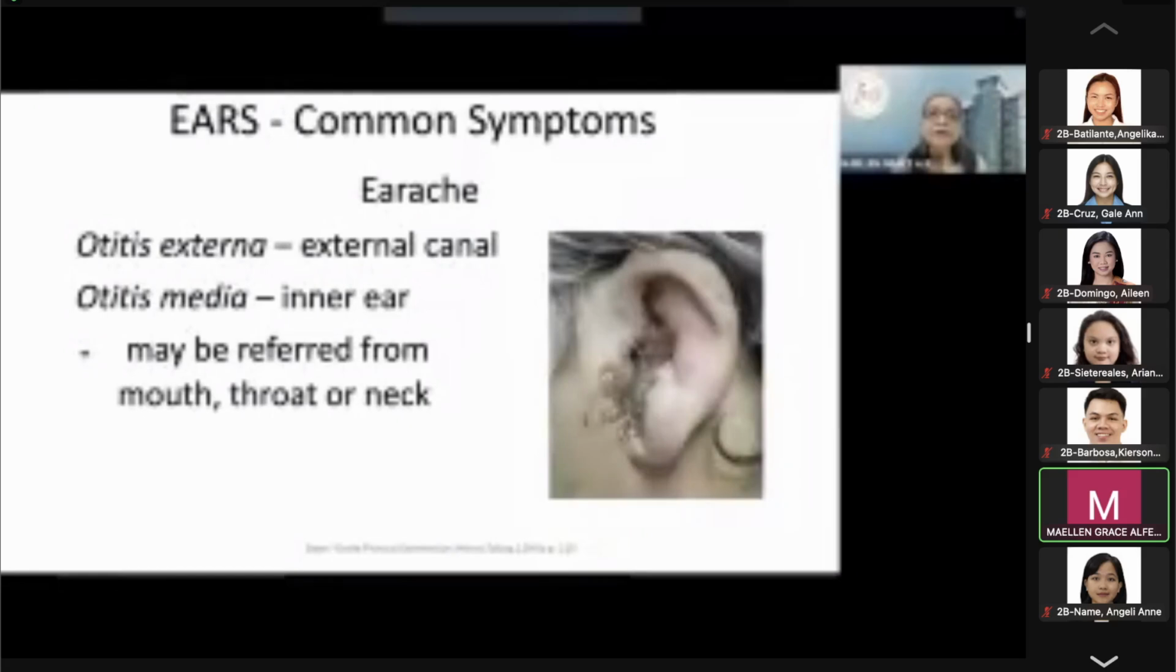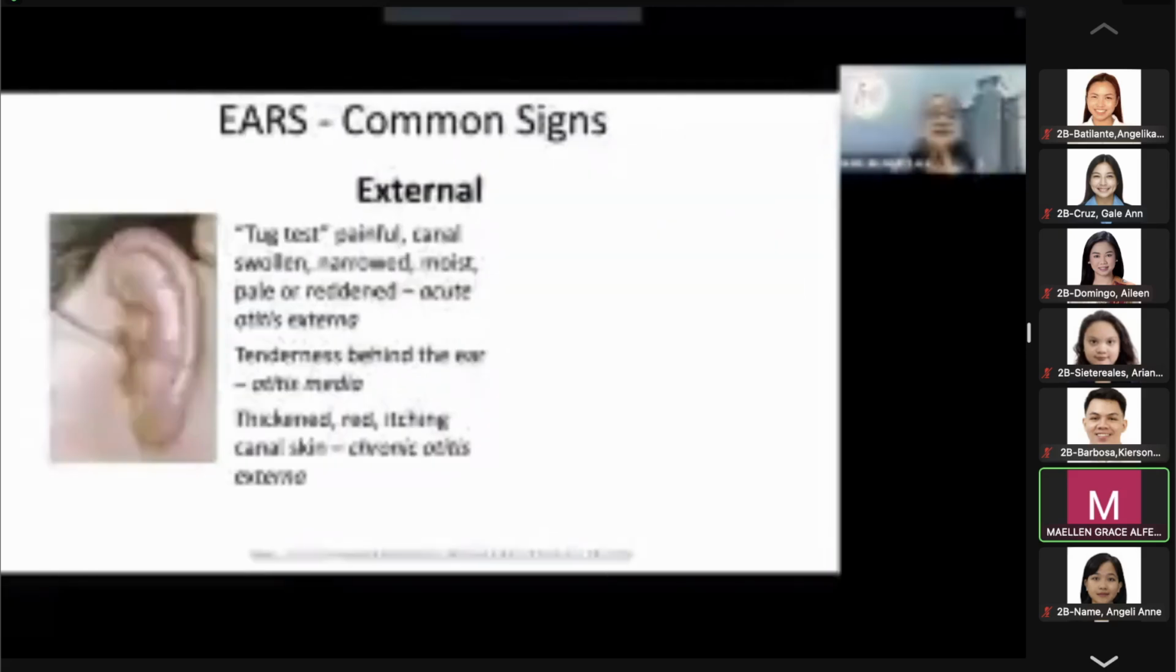Okay. Now, what are the common abnormal signs that you can see in the ear? Externally, we mentioned the symptom of earache. So what can you do if you have somebody who has an earache? One of the signs that you will look for is the tug test. The tug test is eliciting pain as you pull the ear upward and backward, which will straighten the ear canal. If this is painful, the canal might be swollen, narrowed, and moist, pale or reddened, and this is acute otitis externa.